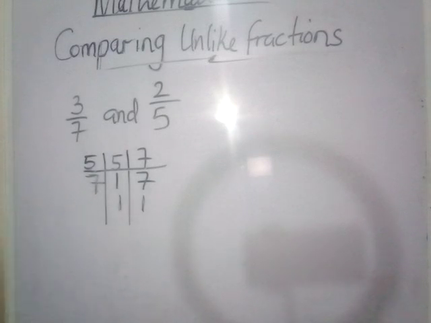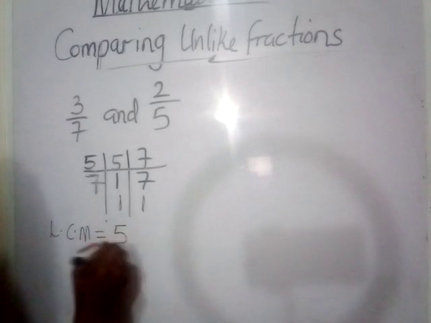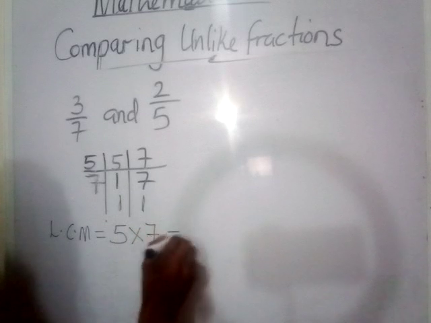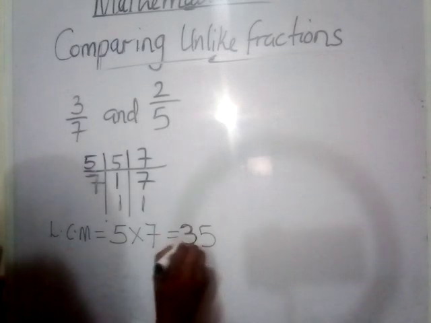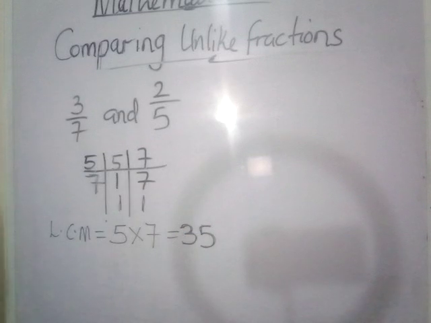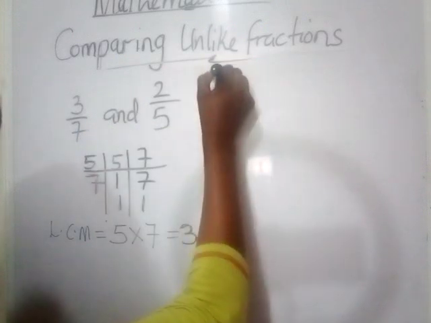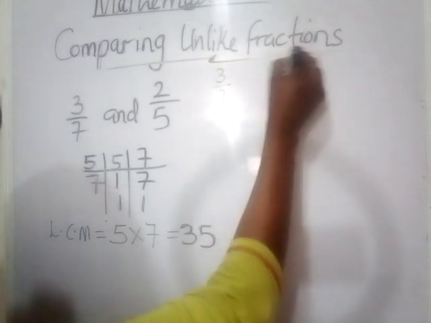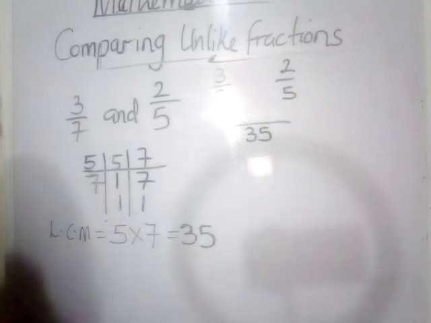Now how do we get our LCM? We get our LCM by simply multiplying the prime factors. So 5 times 7 gives us 35. 5 times 7 is 35. That means our new denominator is 35. That's our new denominator. So now let's go back to our fraction. Okay, let me just write it out this time. So we have 2 out of 5, right? Now we have 35, that's the new denominator.